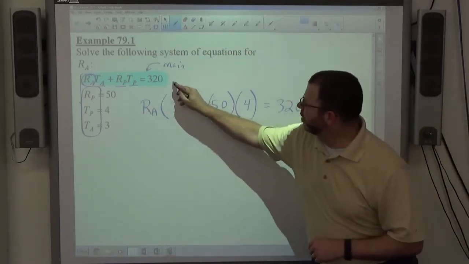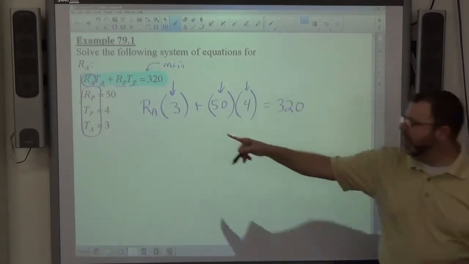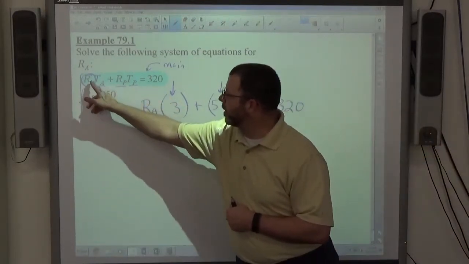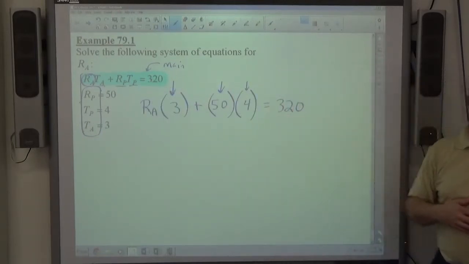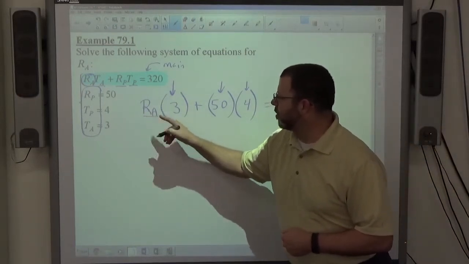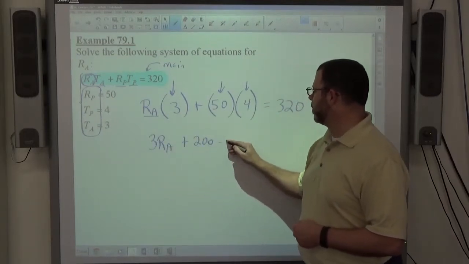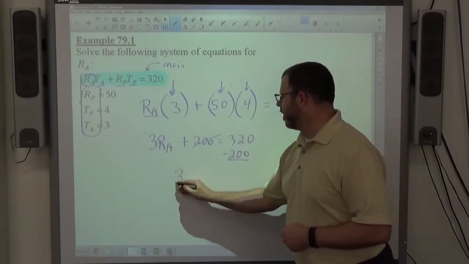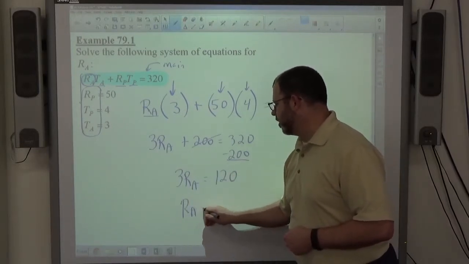So each of these three, T sub A, R sub P, and T sub P, got replaced with what they equal based on these facts down here. The structure of the problem stayed the same. Multiplication of two things added to the multiplication of two other things equals 320. After we substitute all that in, notice that the only variable left over is R sub A. So if I go to solve for that variable, 3R sub A plus 200 is equal to 320. Subtract 200, that gets me 3R sub A is equal to 120. We divide by 3, we get R sub A is equal to 40.